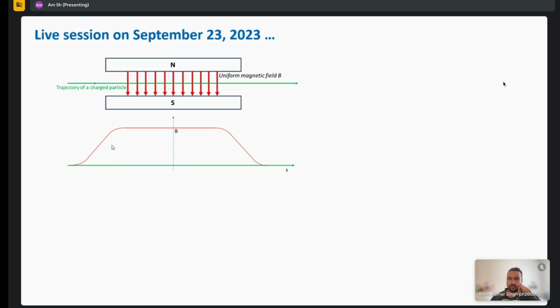You can prove it very easily. You just take an Amperian loop here and try to prove yourself that a step function is not possible in a magnetic field. So the magnetic field will rise gradually here at the entry. It will become uniform inside the body of the magnet, and then towards the exit it will gradually fall down. So this kind of profile you will have in space for a dipole magnet.